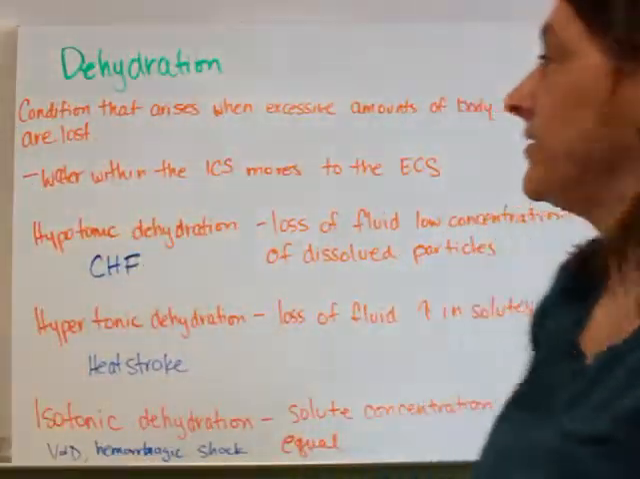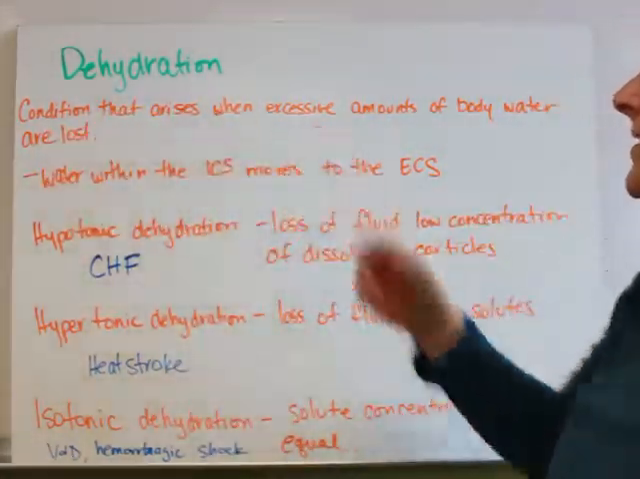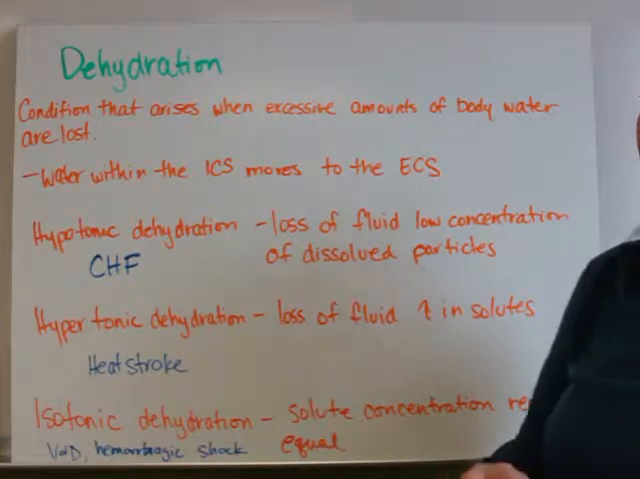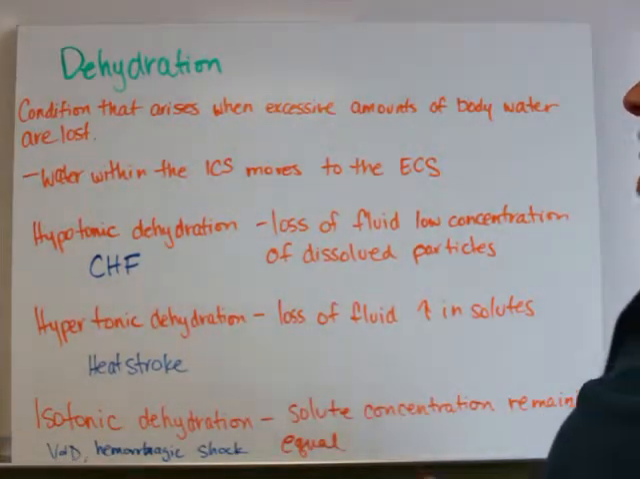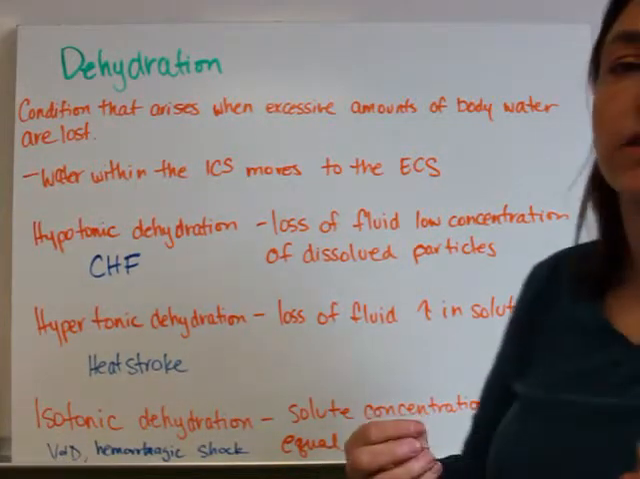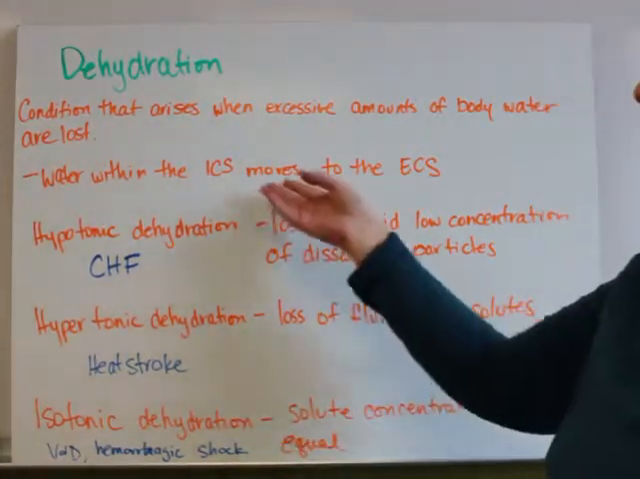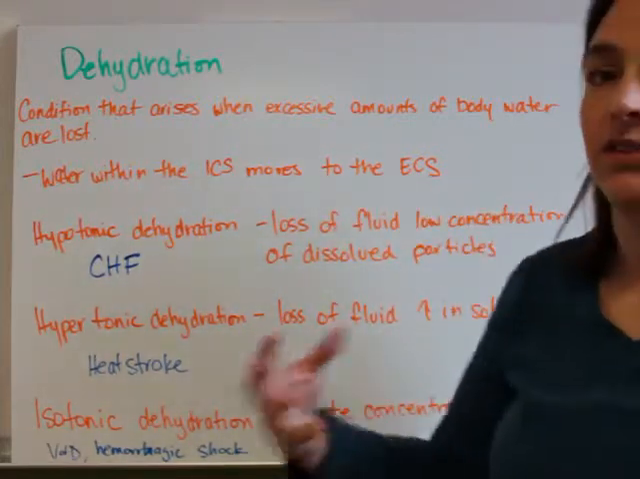So let's talk about dehydration. Basically, dehydration is a condition that arises when excessive amounts of body water are lost. And so basically what happens, the water within the interstitial space, or in the intracellular space, it moves into the extracellular space.